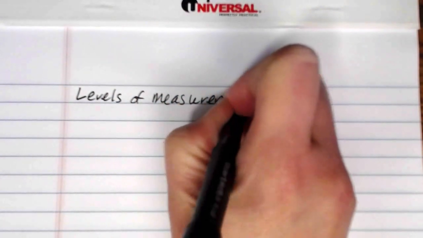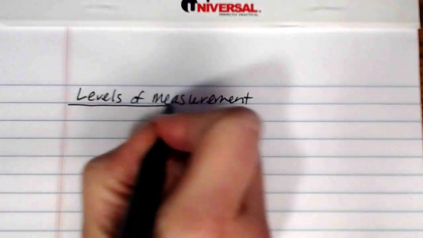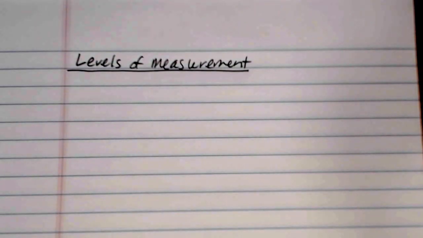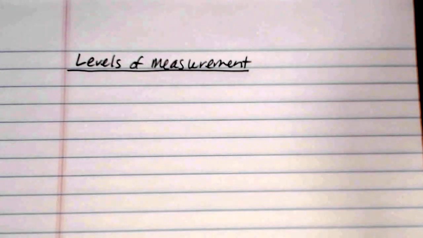In this video, we're going to be taking a look at levels of measurement. And basically, what levels of measurement refers to is that depending on the type of data that you have, there are different kinds of mathematical operations that either may or may not make sense at that level. And there are 4 levels of measurement.